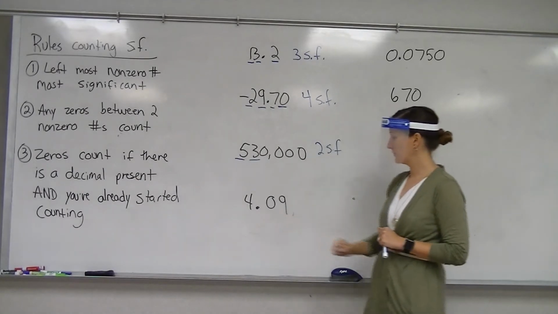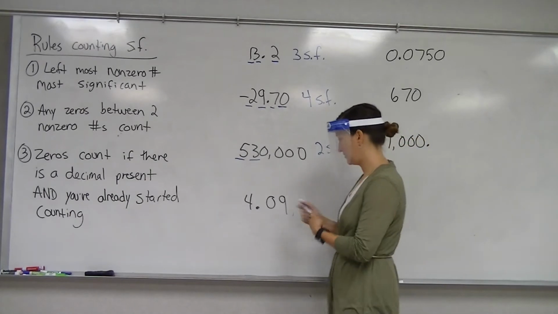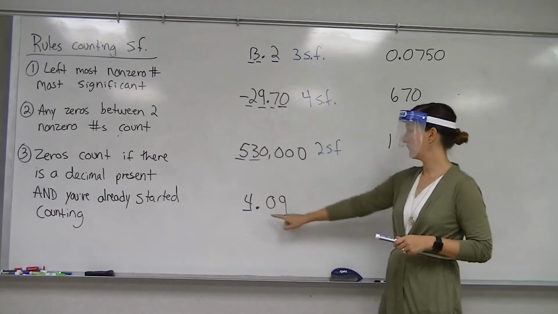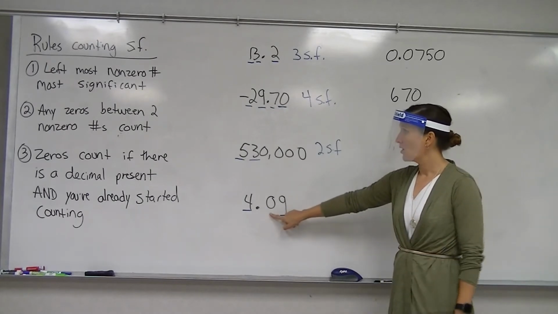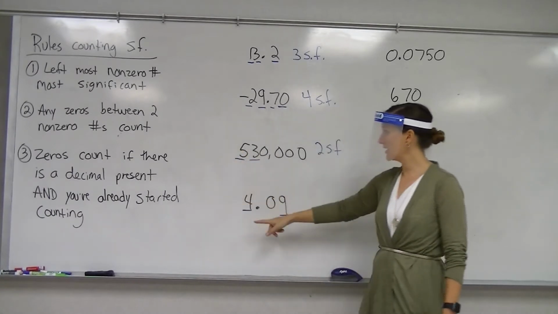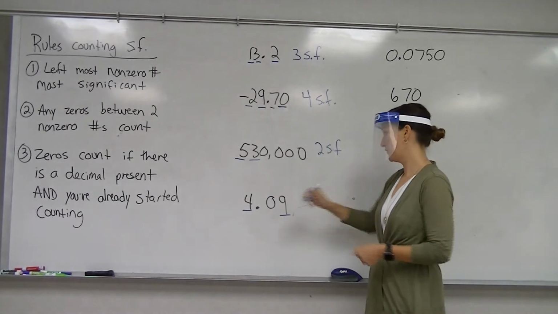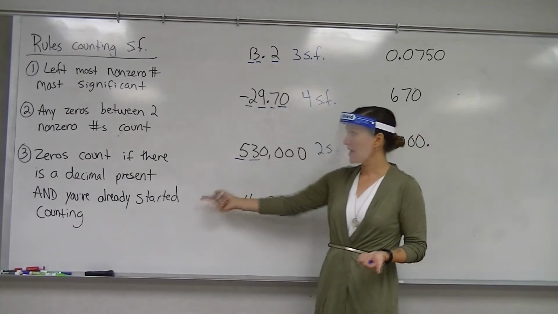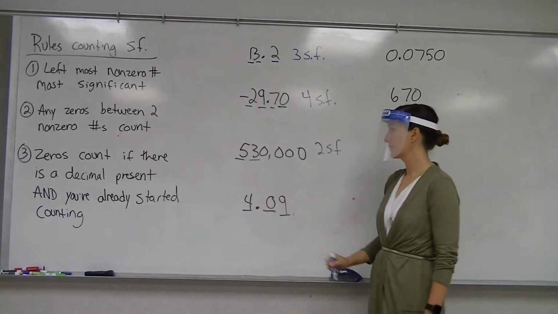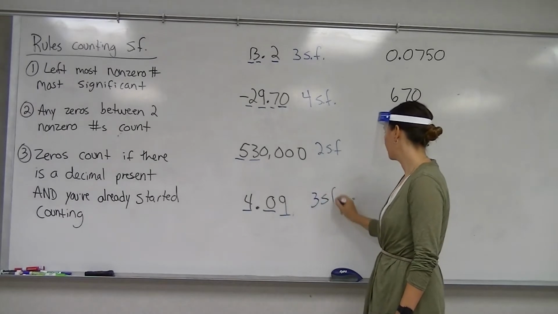All right, last one, or not last one, but last one in this row. 4.09. So we know the 4 counts and we know the 9 counts. So figuring out if this 0 counts. Well, if you look, actually both rules apply, right? Rule 2 says any zeros between two non-zero numbers count. So it for sure counts. But you could also apply rule 3 too. There's a decimal point present and we started counting at the 4. So the 0 counts no matter which rule you apply for a total of 3.